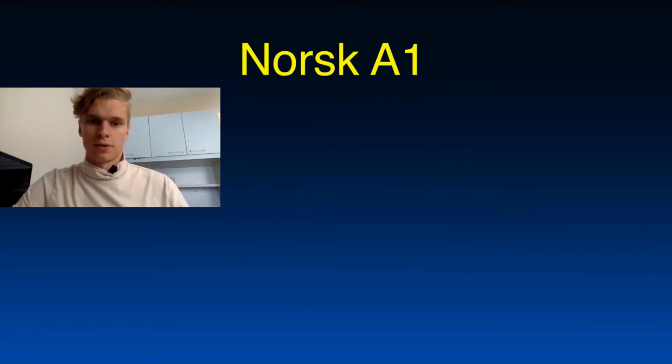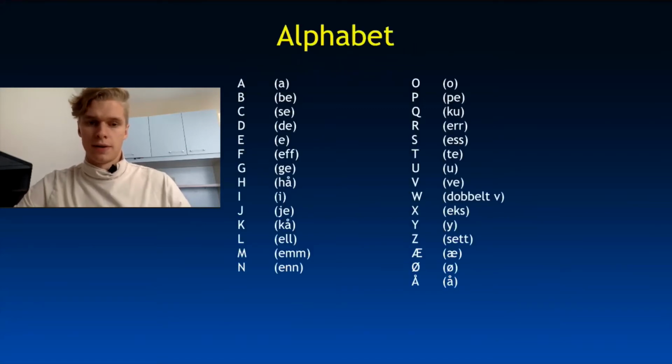So now I'm going to start with the alphabet in Norwegian. This is the alphabet right here. As you can see, I also put the last three letters, Æ, Ø, Å, which are the three letters that are different from, for example, the English alphabet. So pay real attention to those, and I will show you the pronunciation really well.